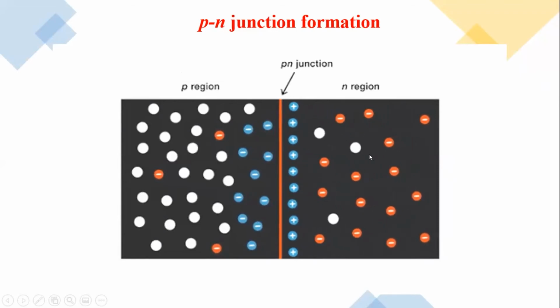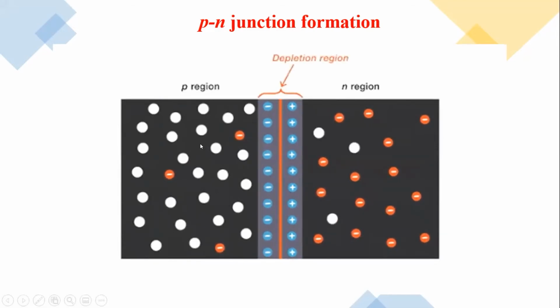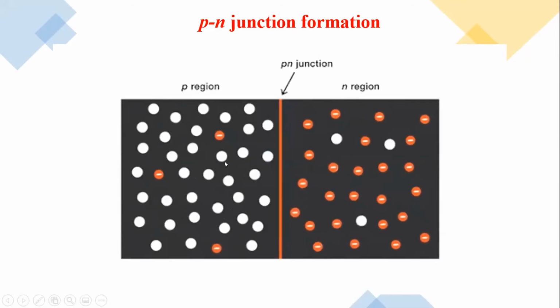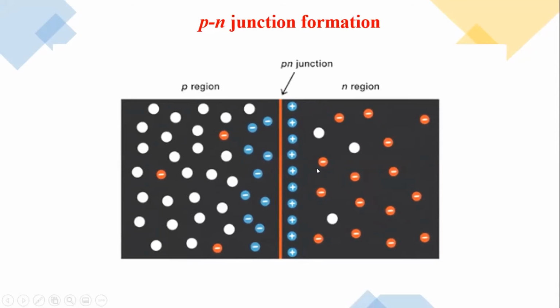Now what happens in the N region? The N region is rich in electrons, and here there are fewer electrons. So the electrons from here start to move towards the P region. Similarly, the holes get occupied, that means the electrons start to fill from here. It will start to fill, so slowly the holes get migrated towards the N side.